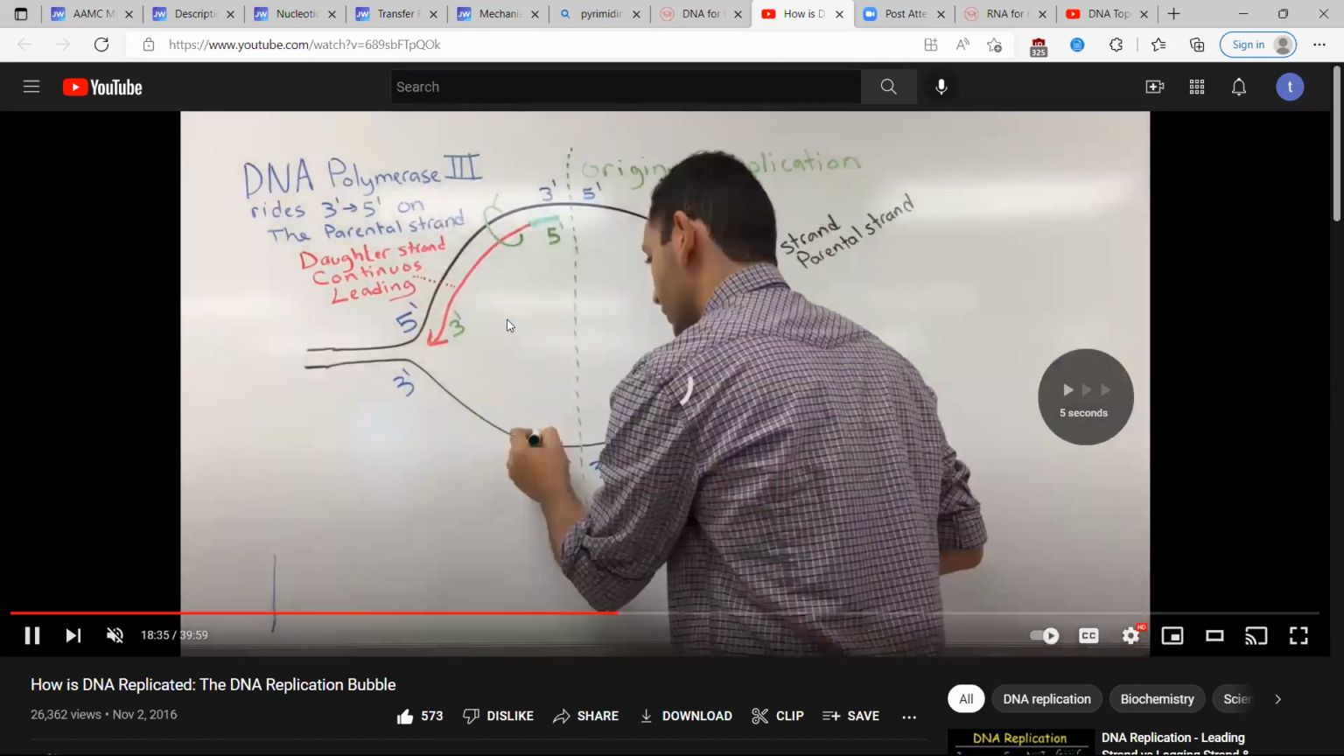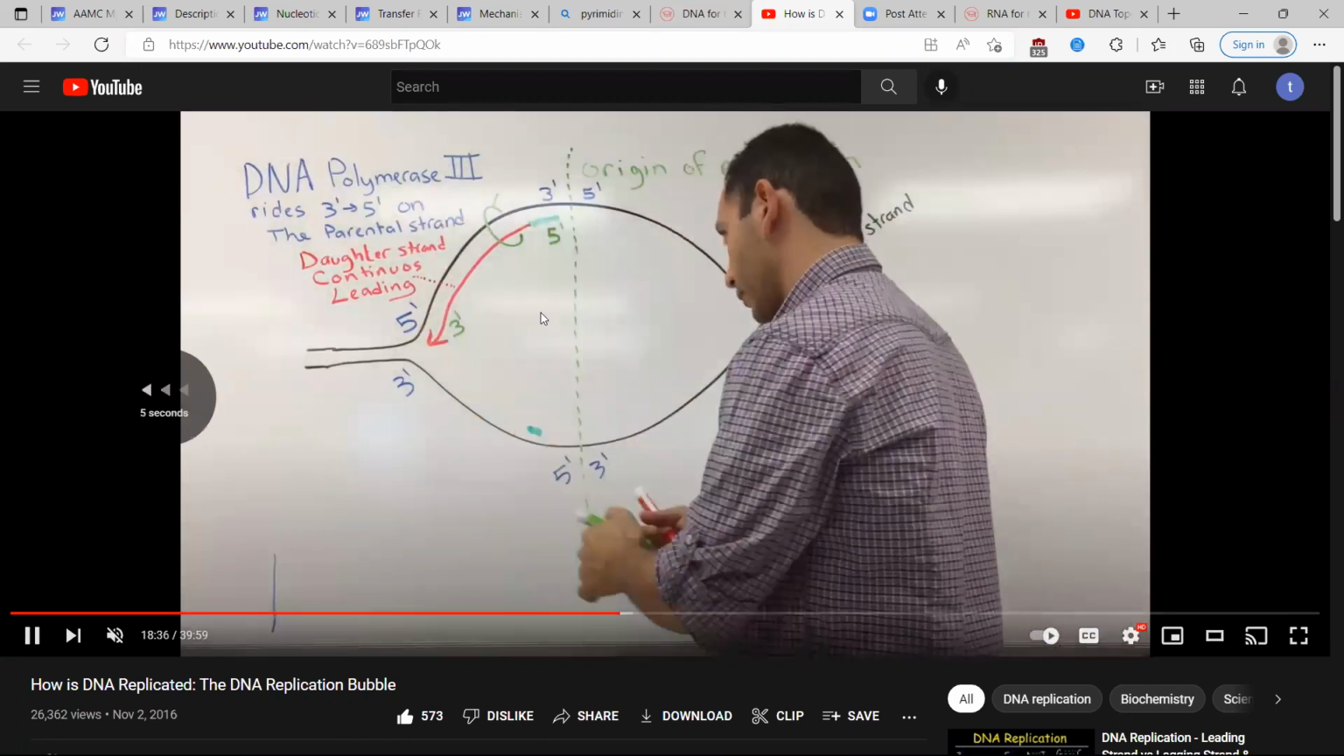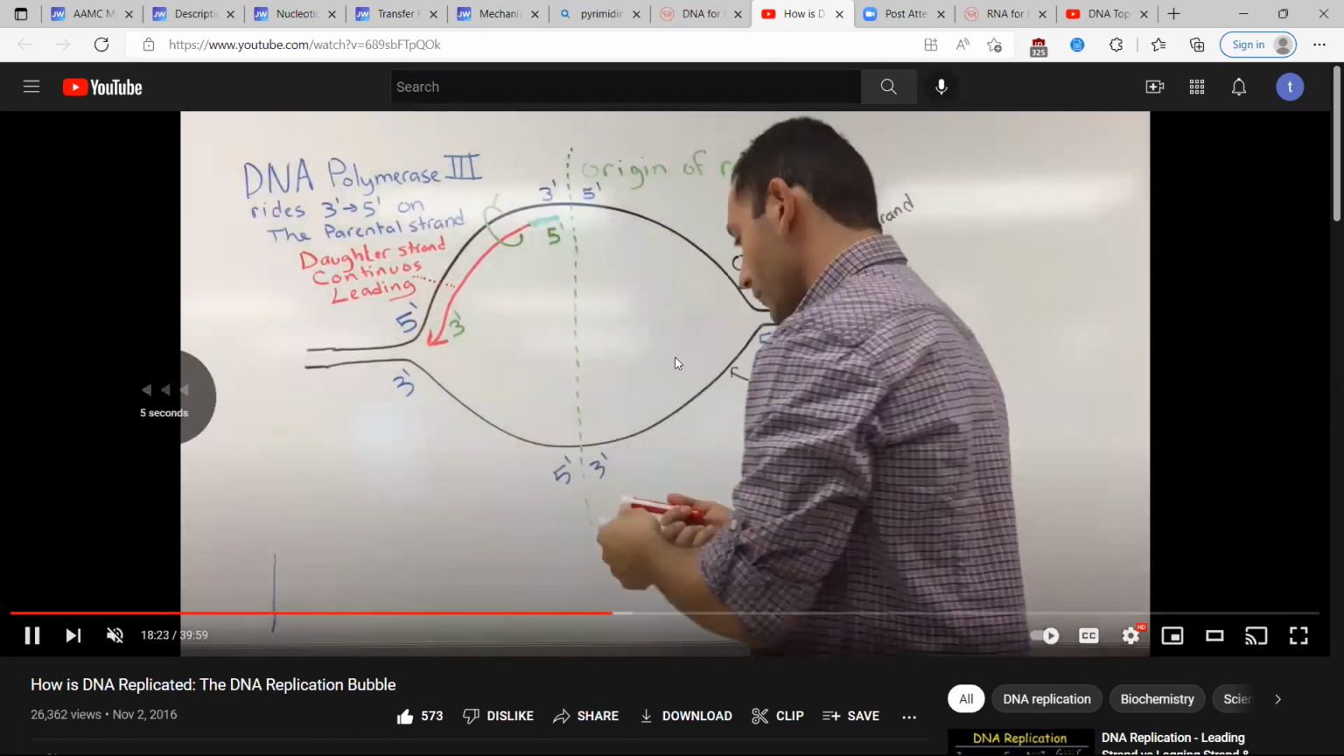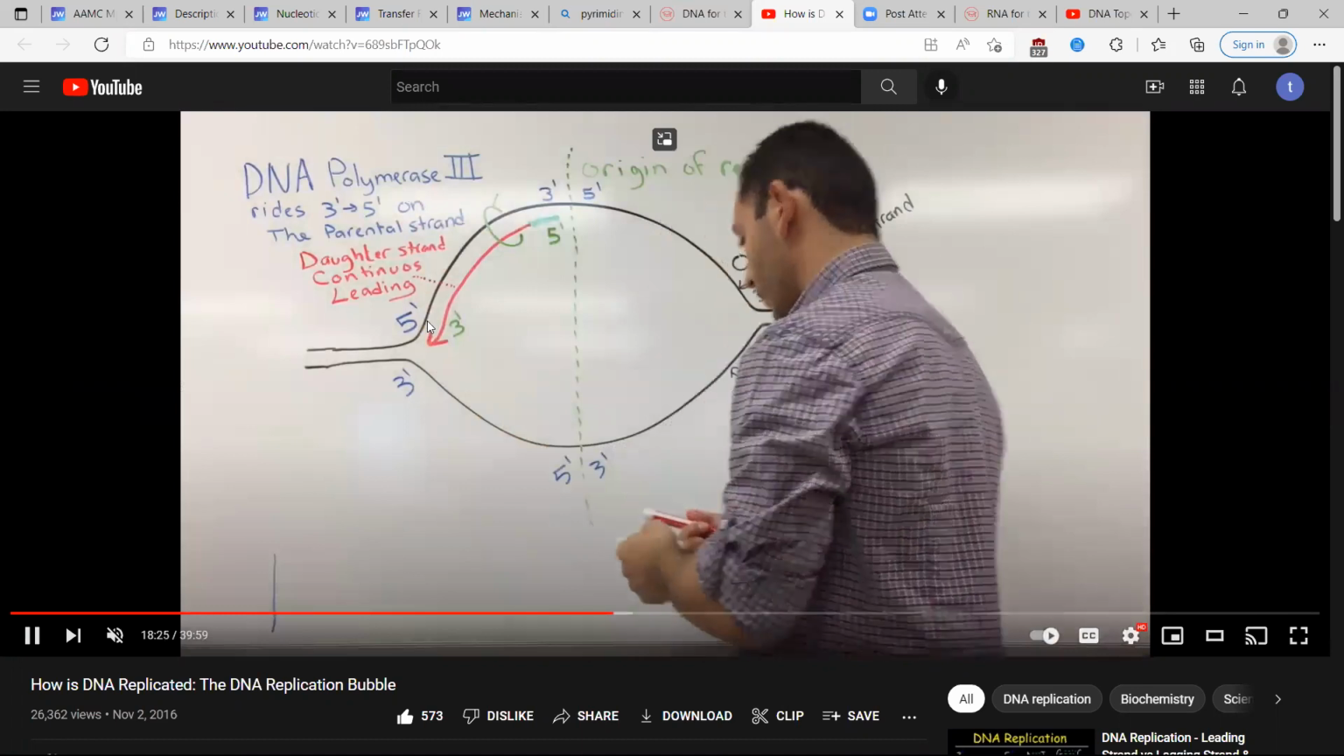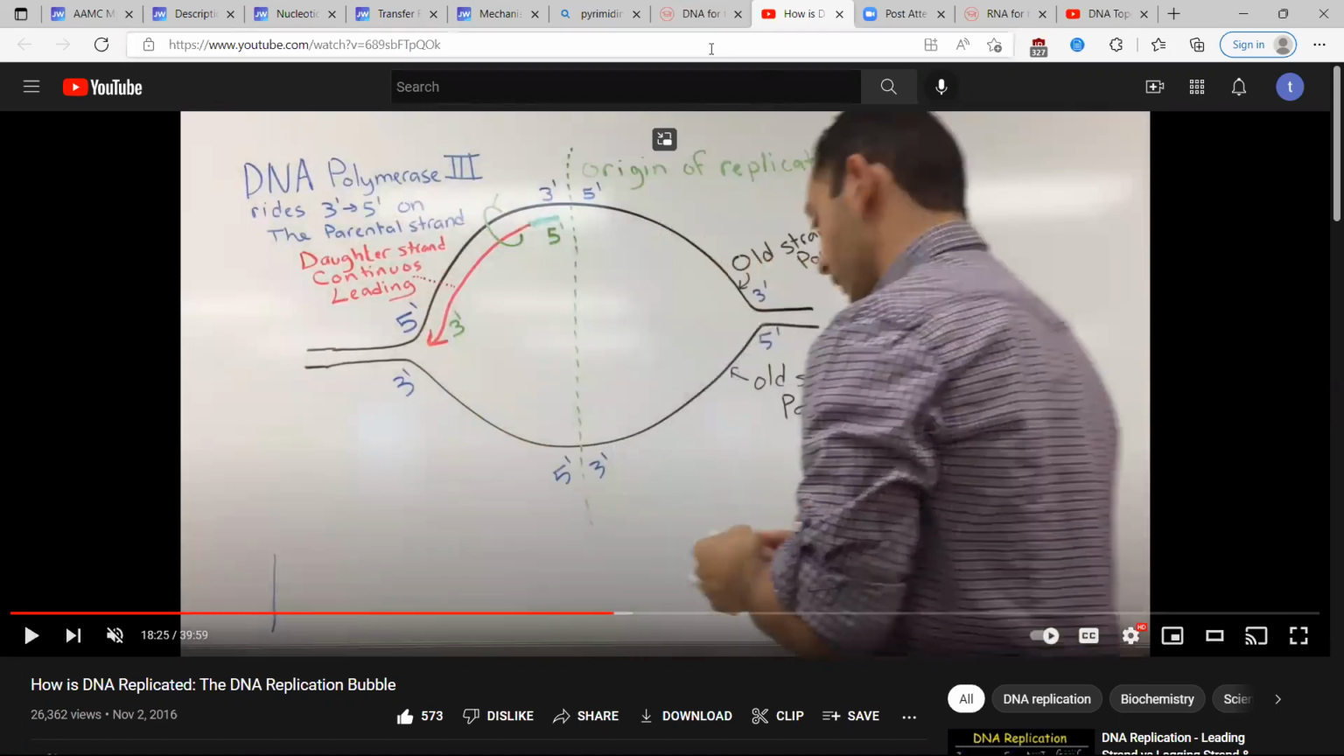Now we have to look at the other side. So in the other side, let's say we have our DNA polymerase 3, right? And our DNA polymerase 3 reads in what direction? It reads from 3 to 5, correct? So let's say we start here and we build, right? And here's our other origin of replication. We read 3 to 5 and we build 5 to 3, right?